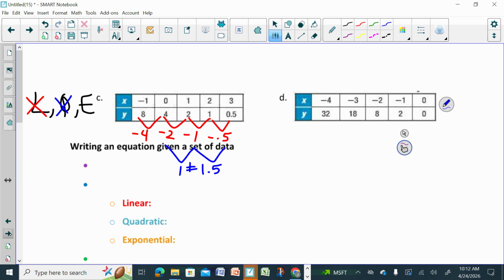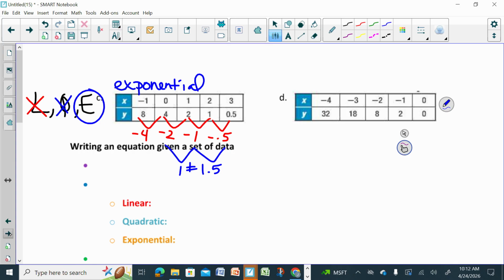I'm going to switch my gears and I'm going to say it's exponential. And in fact, I don't have to do any more work for exponential here. Down below we will. But if I'm just trying to name them by process of elimination, I know it's not linear. I now know it's not quadratic, and so it's exponential.